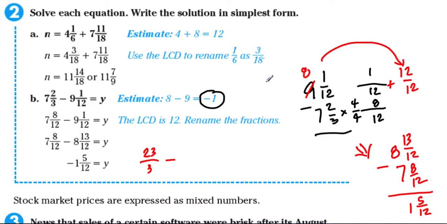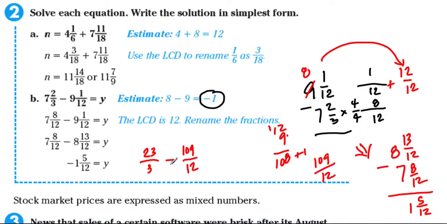9 times 12, okay, 9 times 12 plus 1, so let's just do this. Okay, so 9 times 12, that would be 18, carry 1, 9, 108. Then we add the 1, that'll be 109 over 12. So you can use these fractions now without borrowing, to be able to solve that, to get the difference.